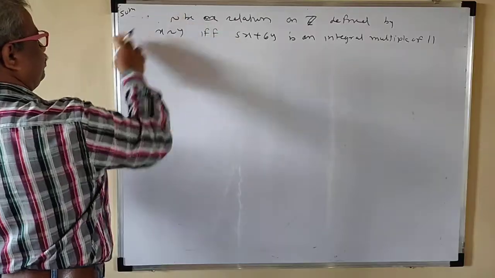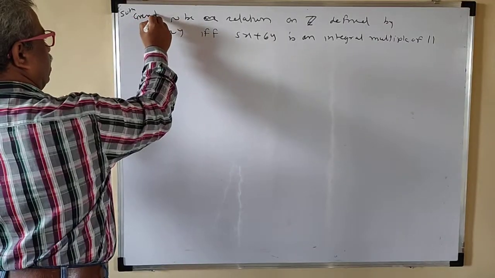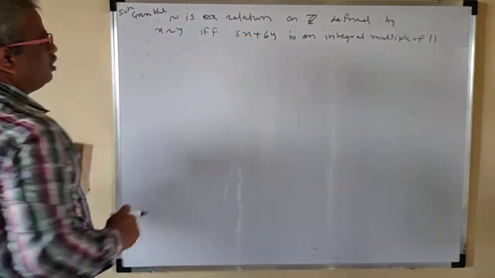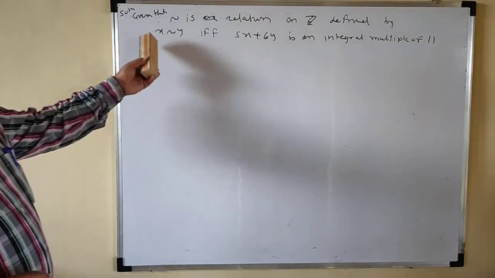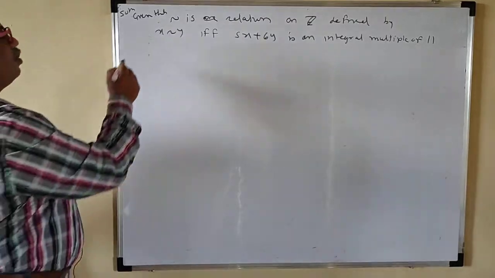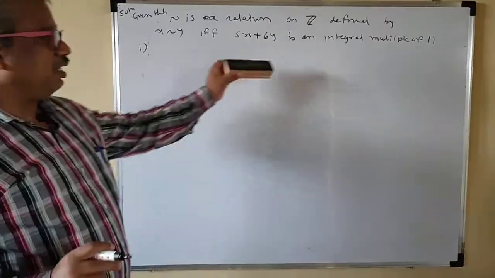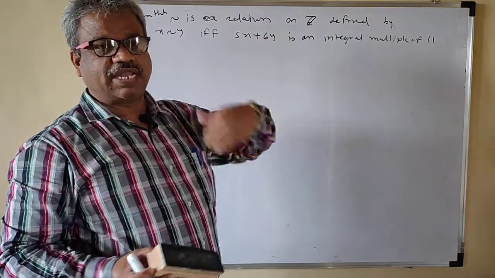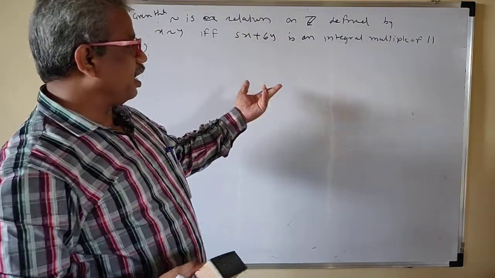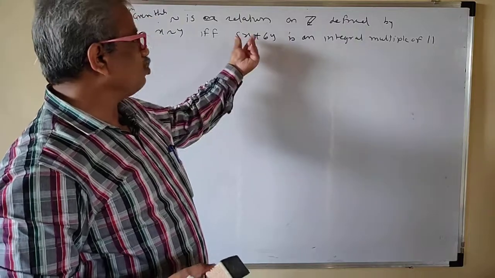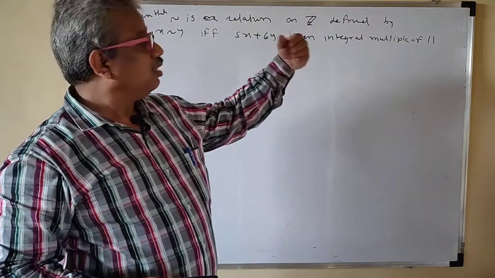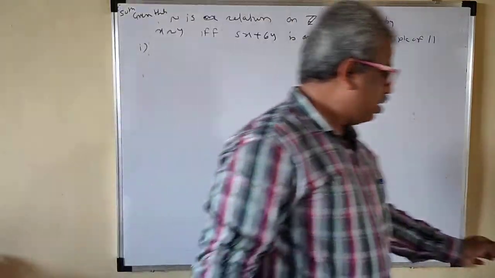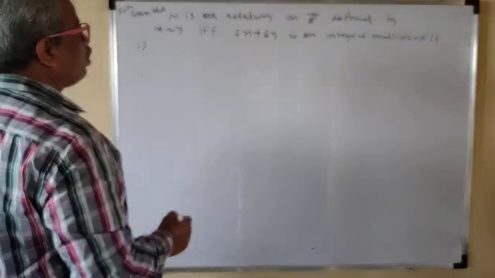Given that theta is a relation on Z defined by x is related to y if and only if this. So now see, this is an integral multiple of 11. That means 5x plus 6y is equal to 11 times some integer, or 5x plus 6y is divisible by 11. So what do we have to do?